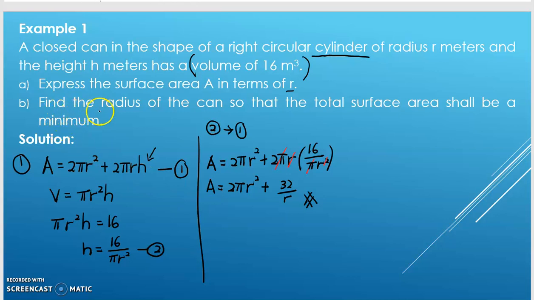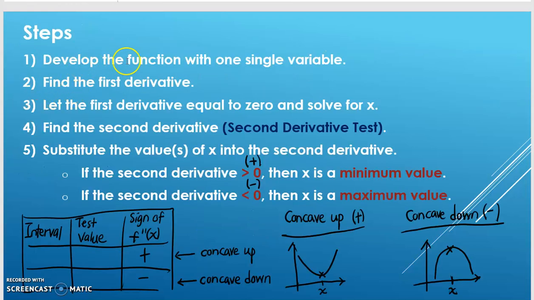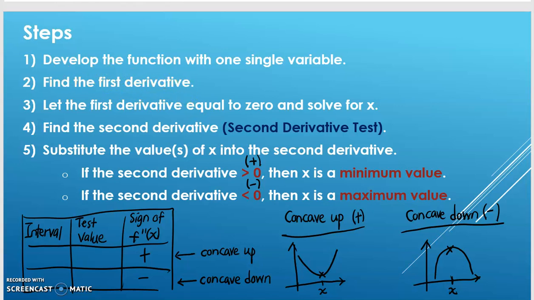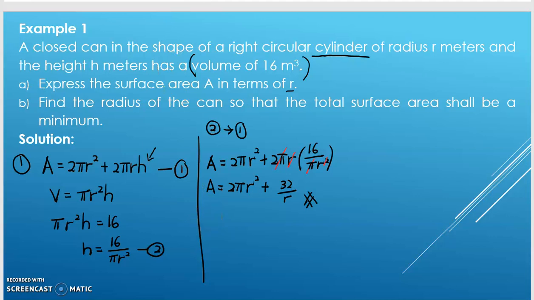Next, B. Find the radius of the can so that the total surface area shall be a minimum. A is actually the first step: develop the function with one single variable. From A, we already developed the function with one single variable, which is r. So in our second step, find the first derivative. In order to solve for B, we will find the first derivative. Let's say A is equal to 2 pi r squared plus 32 r to the power of -1, because I want to differentiate. So next, I will differentiate dA over dr.